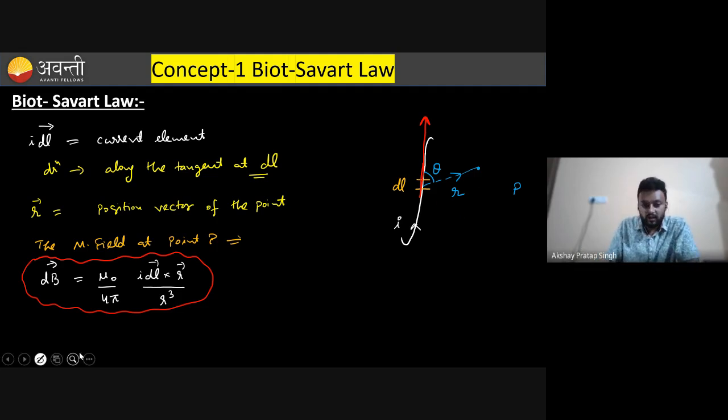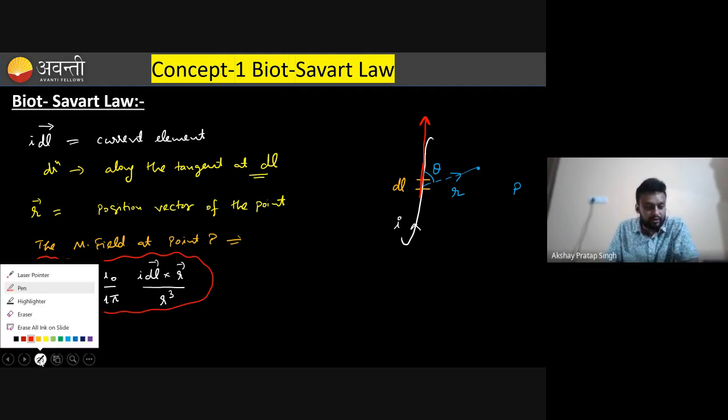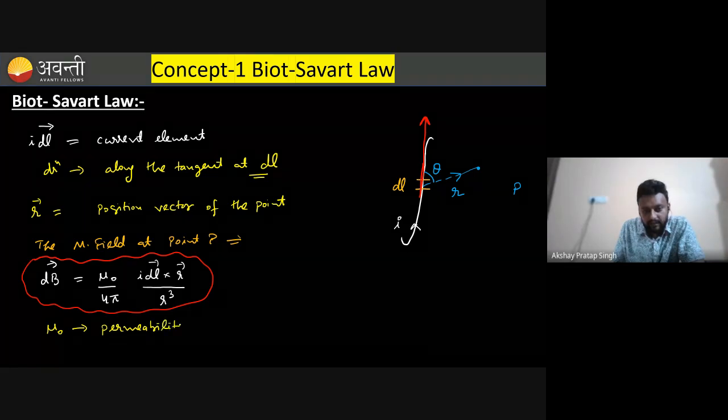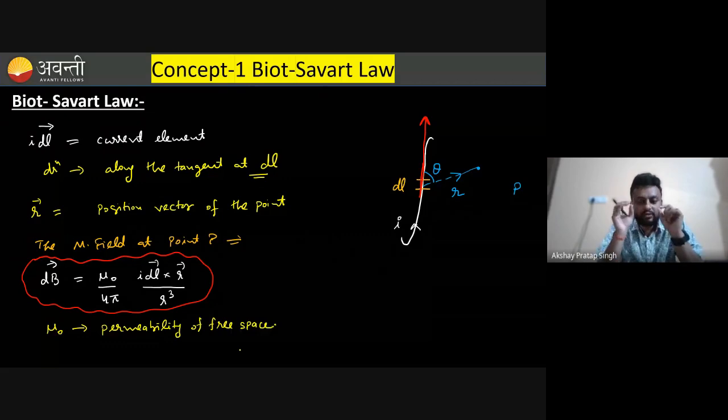Now, there might be a few doubts in your mind about the terminologies used. So I will clear them one by one. This mu naught is known as permeability. Permeability of free space. This mu naught is known as permeability of free space.